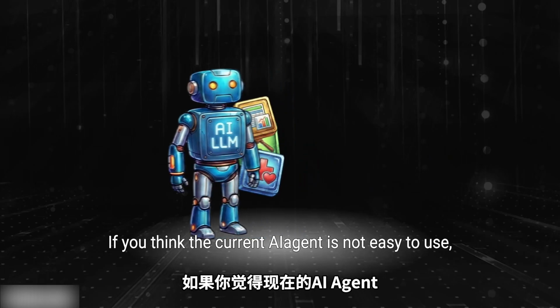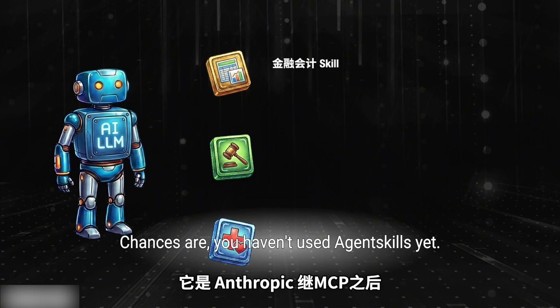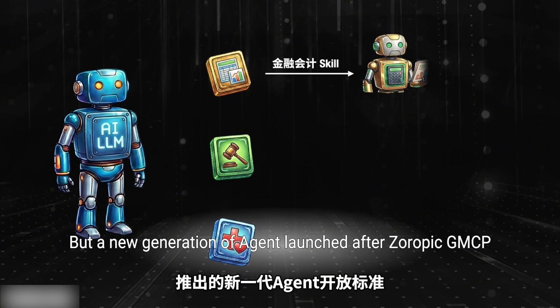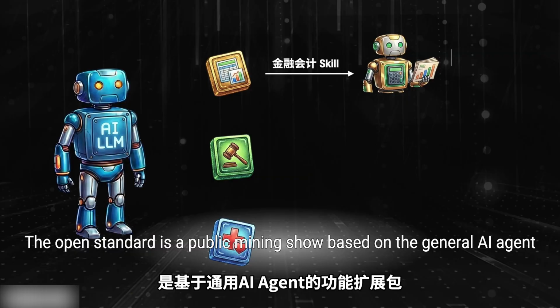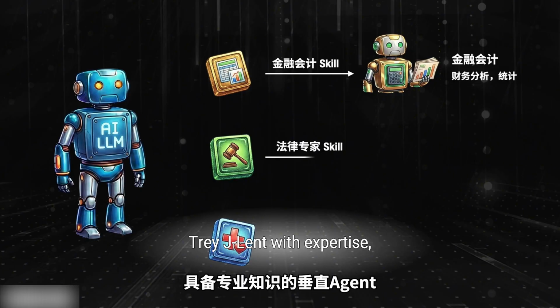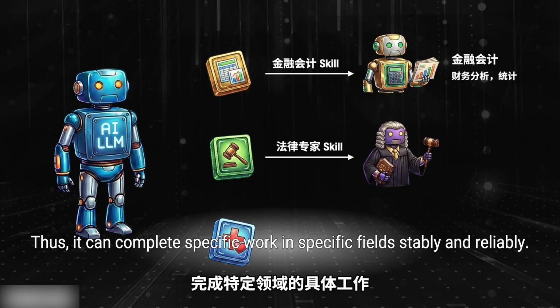If you think the current AI agent is not easy to use, chances are you haven't used agent skills yet. It's a new generation of agent launched after Anthropic's MCP. The open standard is a public mining show based on the general AI agent package. By loading different skills, the AI agent can be encapsulated with expertise, so it can complete specific work in specific fields stably and reliably.